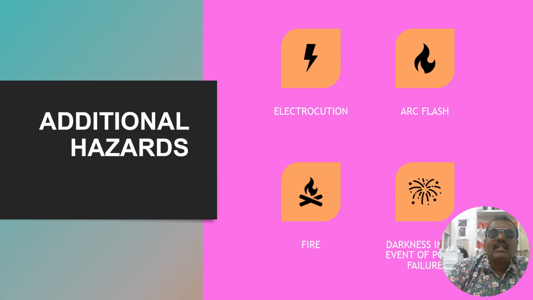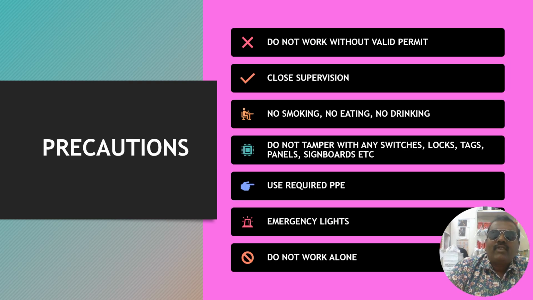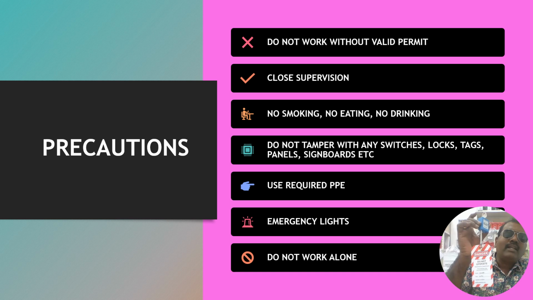So additional hazards like electrocution, arc flash, fire, darkness in the event of power failure. So precautions: do not work without a valid permit in the commissioning zone. Close supervision is required. No smoking, no eating, no drinking outside. Do not tamper with any switches, boards, tags, panels, etc. Signboards. Example: if the padlock is hanging on the breaker, while we go, we should not pull and we should not remove this tag from there. That is tampering.